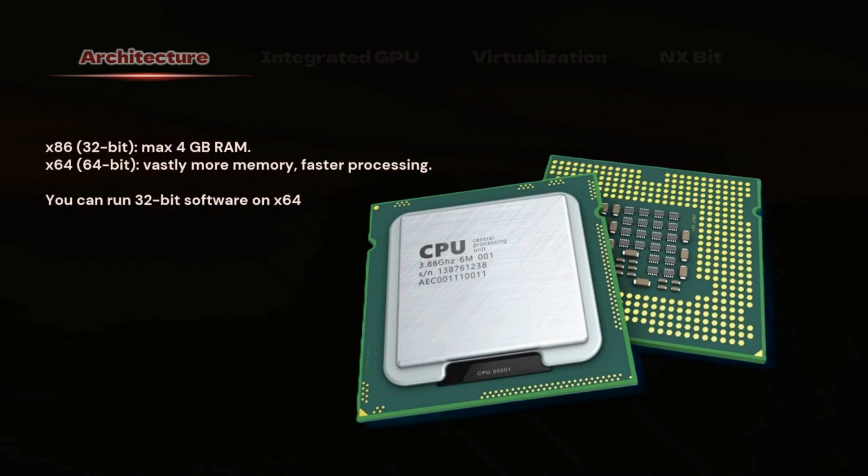The most significant advantage of x64 over x86 is its ability to address vastly more memory. Additionally, x64 processors handle more data at once, allowing for faster, more efficient processing. Modern operating systems and applications are optimized for x64 processors. You can run 32-bit software on a 64-bit processor, but you won't see any benefit from having a 64-bit processor. However, 64-bit operating systems and 64-bit applications are not compatible with a 32-bit processor.